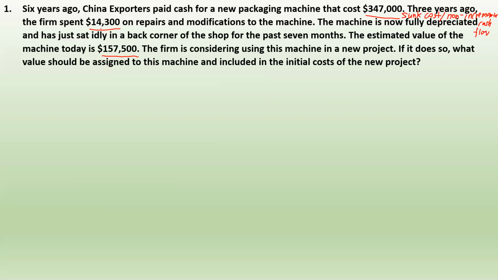The second one, the money on the repairs and modifications to this machine. Whether you accept this new project or reject this new project, this cost cannot be recovered too. So this is also sunk cost, and it's non-incremental cash flow.